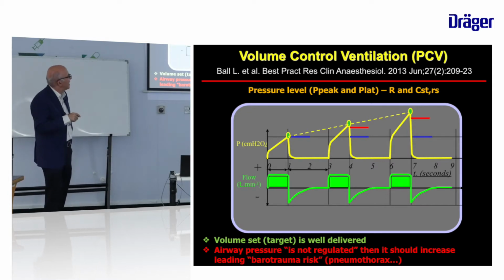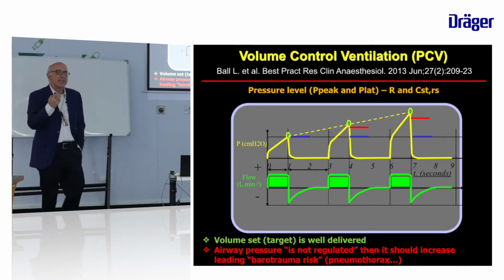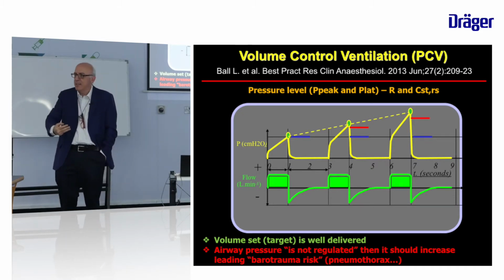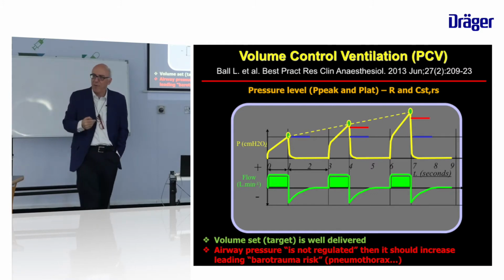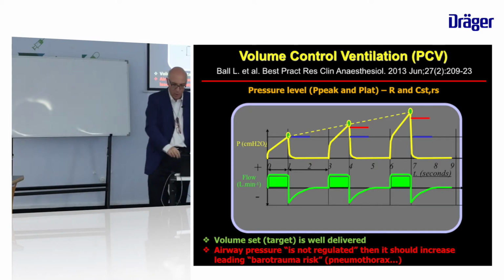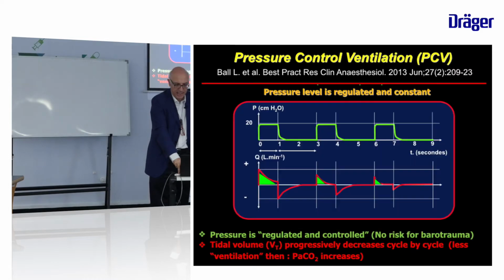If you have an increase in the plateau pressure, as you see in red, so the difference between peak and plateau remains the same, this is likely atelectasis, edema, or some parenchymal problem. So airway occlusion is very important in volume control to detect problems in the lung.